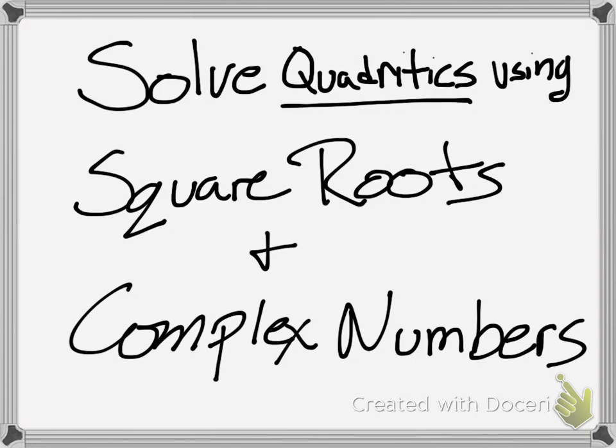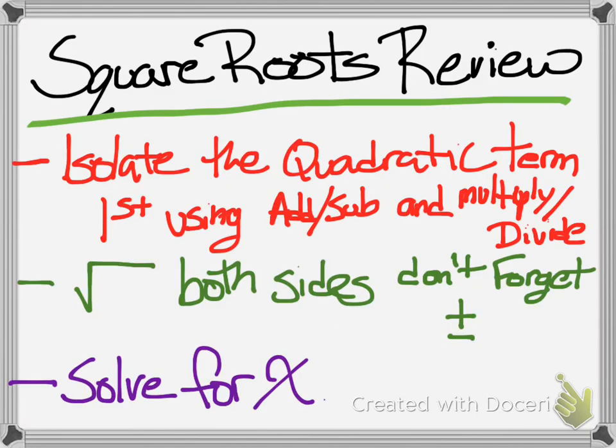Before we start solving new equations, let's review how to solve using square roots. First step, anytime you want to solve using square roots, you have to isolate the quadratic term first. You do this by using add and subtract or multiply and divide. After you isolate the quadratic term, the x squared is all by itself, you need to make sure you square root both sides. When you square root both sides, you can't forget to have the plus and minus because we're solving. You need a positive answer and a negative answer. Then you just make sure you solve for x.